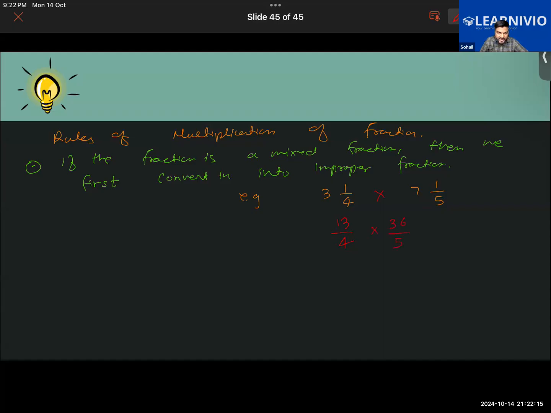Now we have to simply carry out the multiplication here. Numerator will be multiplied with this, 13 times 36 upon 4 times 5. So 36 times 13, multiply this quickly. 360 plus 108. So that will be 468 upon 20. So that is your answer.